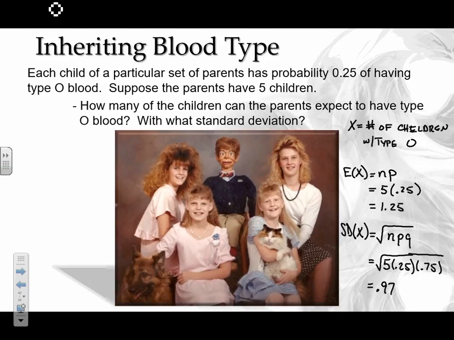Okay, so we should expect to see 1.25 kids with type O blood, standard deviation of 0.97. So if we were to look at typical families with this same exact scenario, we'll normally be off by about one child from that 1.25 expected value. Okay, so mean and standard deviation, pretty straightforward. Just calculate based on the formulas. Okay.